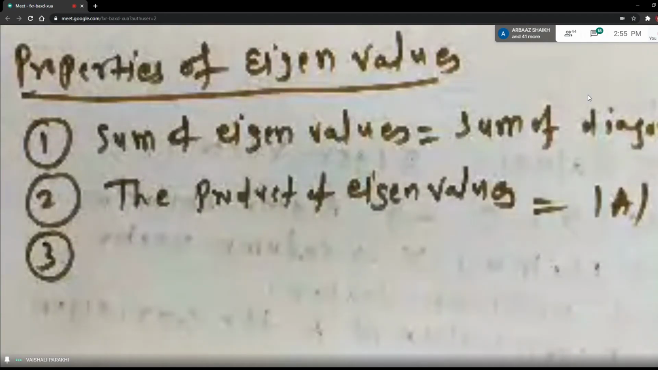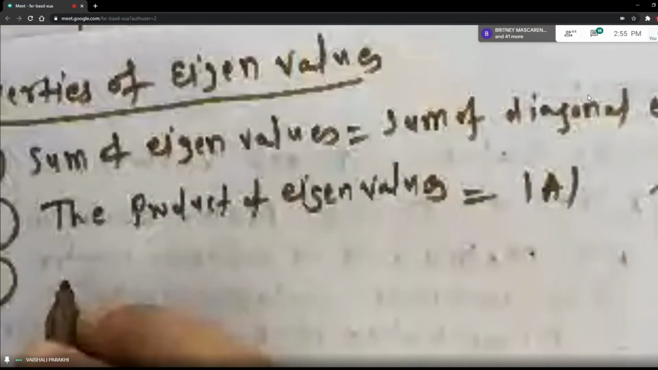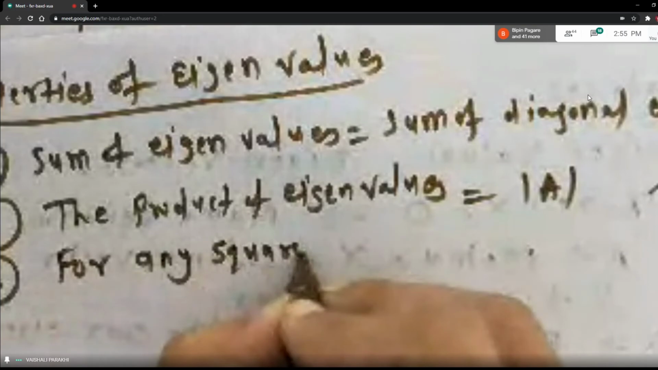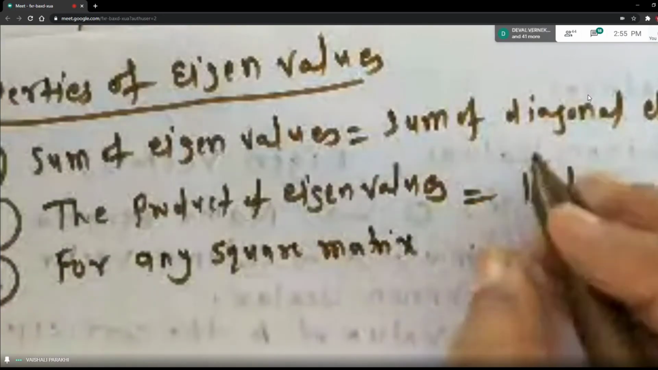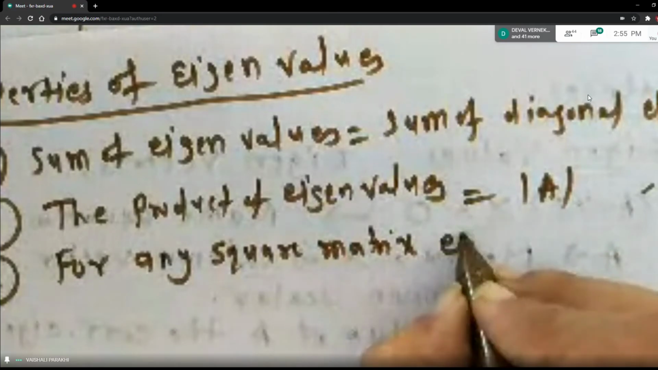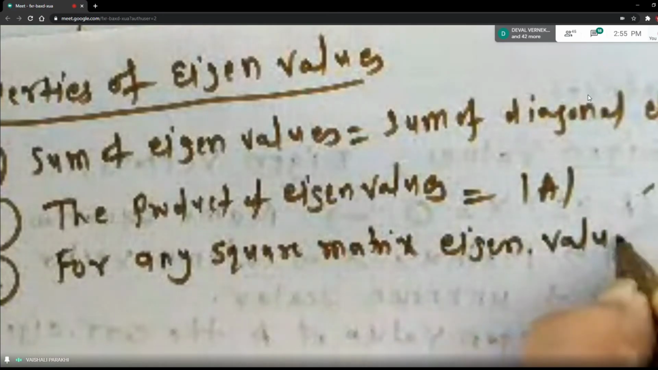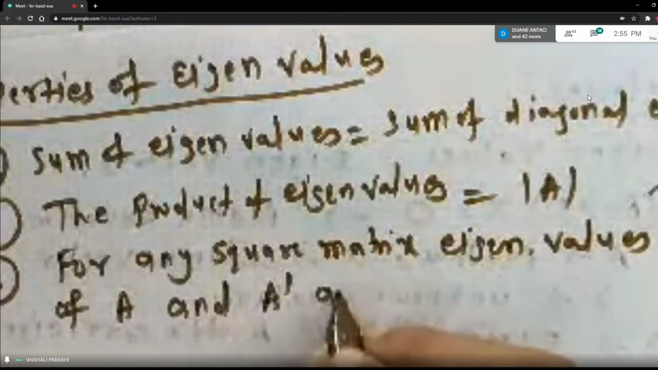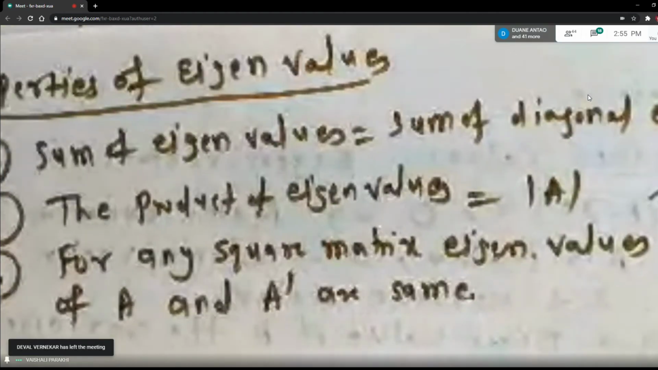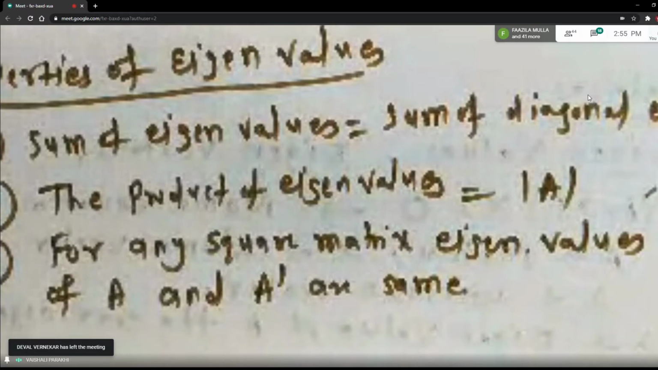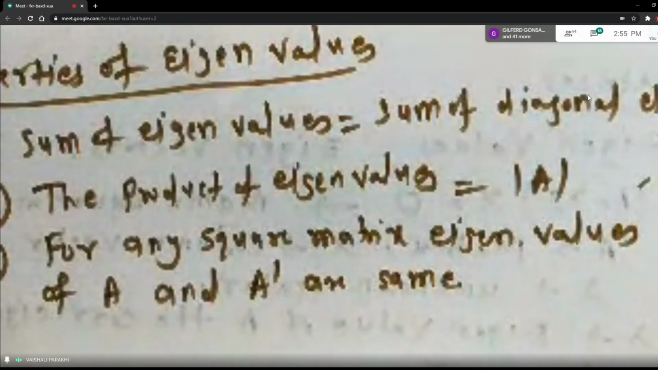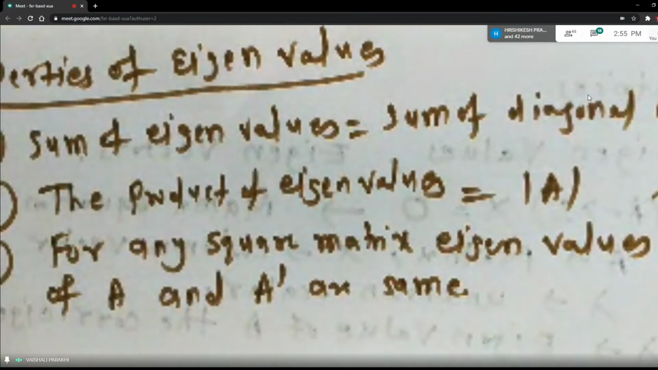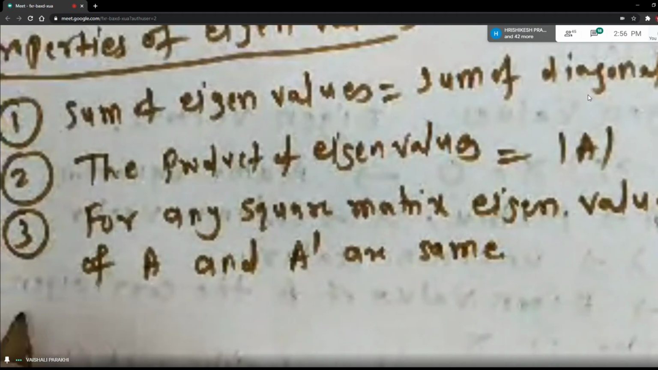Now the third property is, for any square matrix, eigenvalues of A and A transpose are always the same. Remember, transpose means you interchange rows into columns. So no need to find separate eigenvalues for that new matrix, right? The eigenvalues will be the same for matrix A and its transpose. That's the third property.